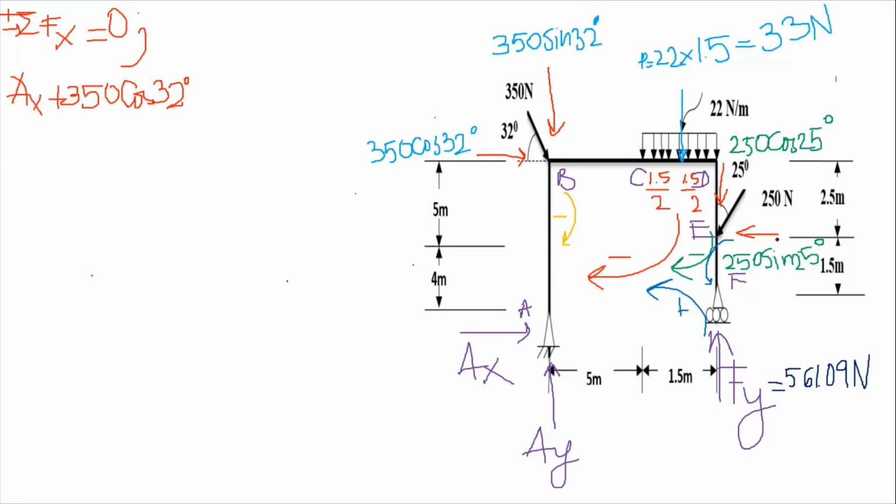Now this one is the horizontal force. 1, 2, 3. Only 3 are the horizontal forces. And this is minus, subtracted 250 sine 25 degree. So we will calculate it here. So Ax plus 350 into cos of 32 degree. So it is 296.81.